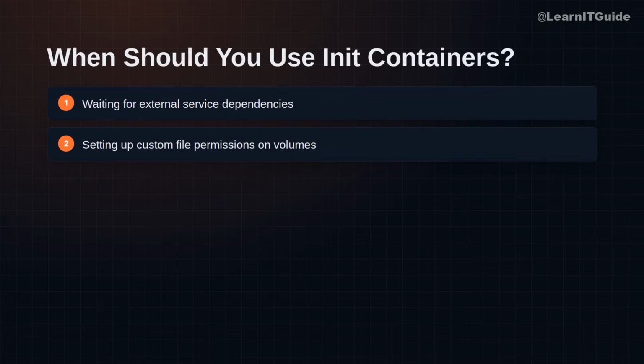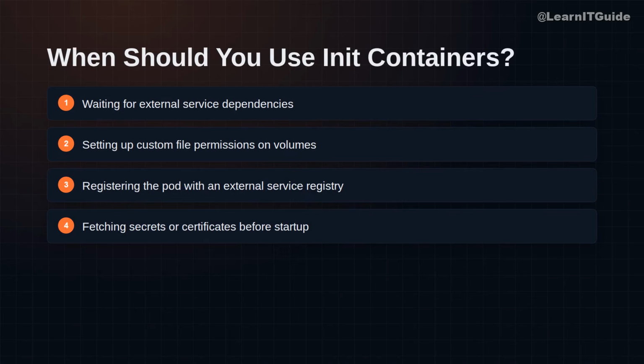So when should you use these? Use them whenever your application has a strict dependency on another service, like a database or a cache. They are also perfect for setting up custom file permissions on shared volumes, which often requires root access that your main application container should not have. If you need to register a pod with an external service registry or fetch dynamic certificates, init containers are the industry standard for this task. Do not try to force this logic into your main container code. Take a moment to review each point shown on screen.